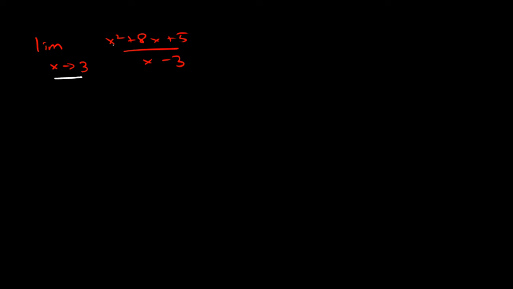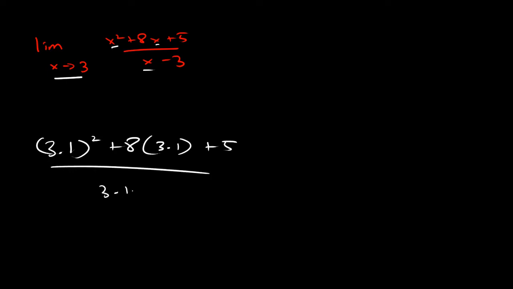So we'll just substitute 3.1 into this x. We should get 3.1 squared plus 8 times 3.1 plus 5 over 3.1 minus 3. Okay, well the numerator just simplifies to 39.41. The denominator is just 0.1. So this just becomes 394.1. Now we'll plug in 2.9.